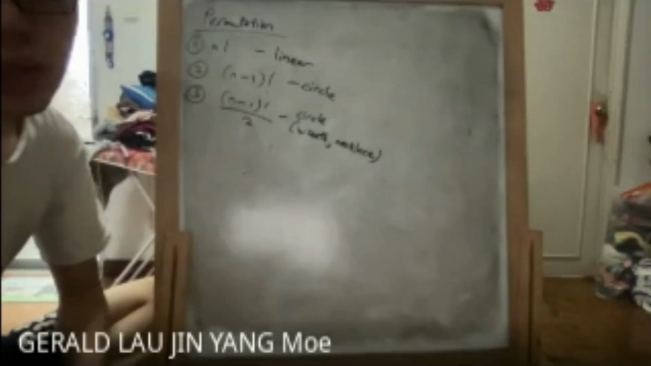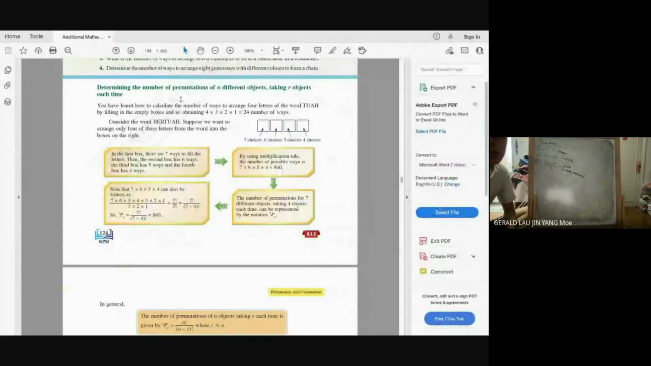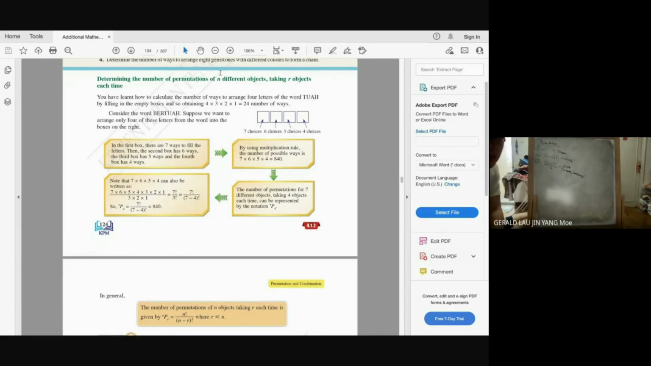All right. So determining the number of permutations of n different objects. In this one, they give you, for example, 4 spaces and also 4 objects. That means it's perfect. But now they give you a lot of objects but there are limited spaces. Can you understand? For example, here you have 7 objects but you only have 4 spaces.